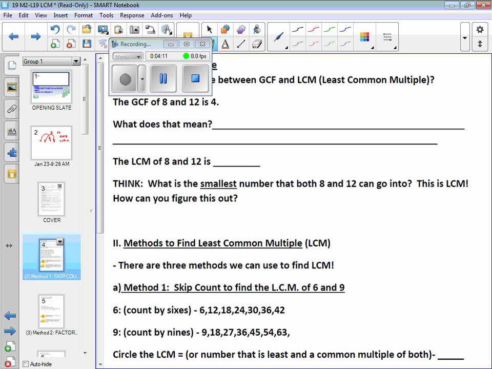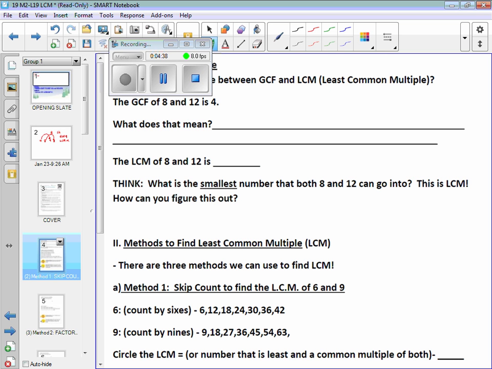The greatest common factor, that's what GCF stands for. It means the greatest number that can go into those numbers. So for 8 and 12, the highest number that will go into 8 and 12 is 4. 5 can't go into 8, 6 can't go into 8, 7 can't go into 8. Well, 8 could go into 8, but it can't go into 12. So there's no number higher than 4 that will go into both.